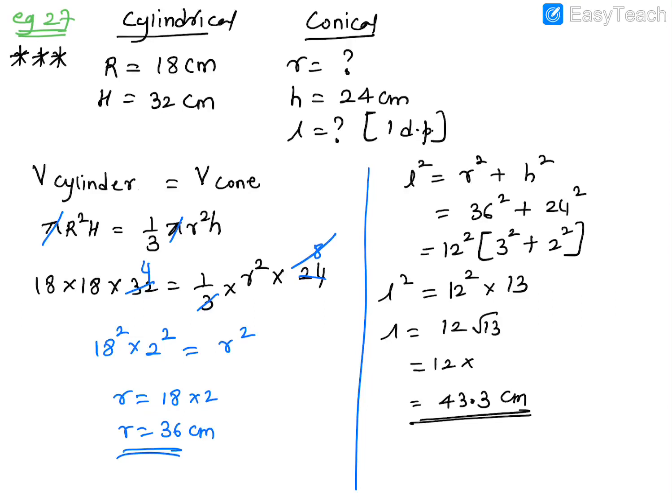Next one, example 28. Okay, example 28 is also a 3-star problem. Now in example 28, it's given that from a solid cylinder whose height is equal to 8 centimeter. So you have a solid cylinder from where they have again made a cavity and formed a cone inside it.